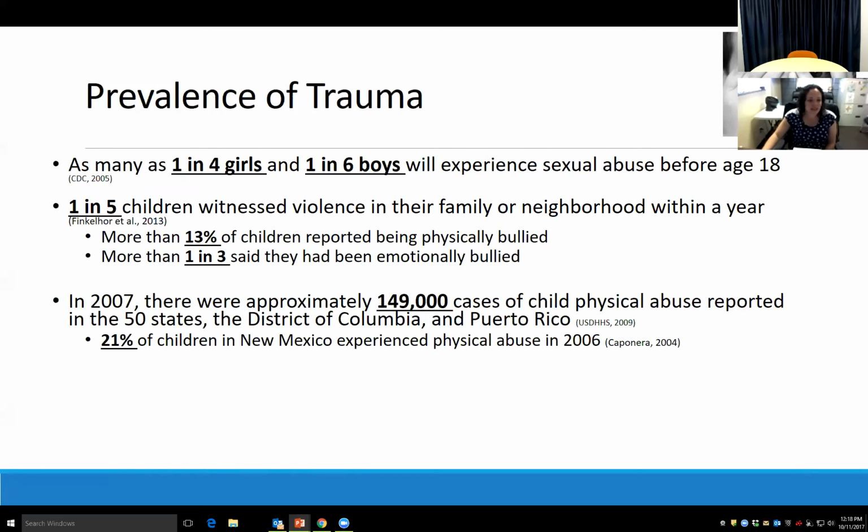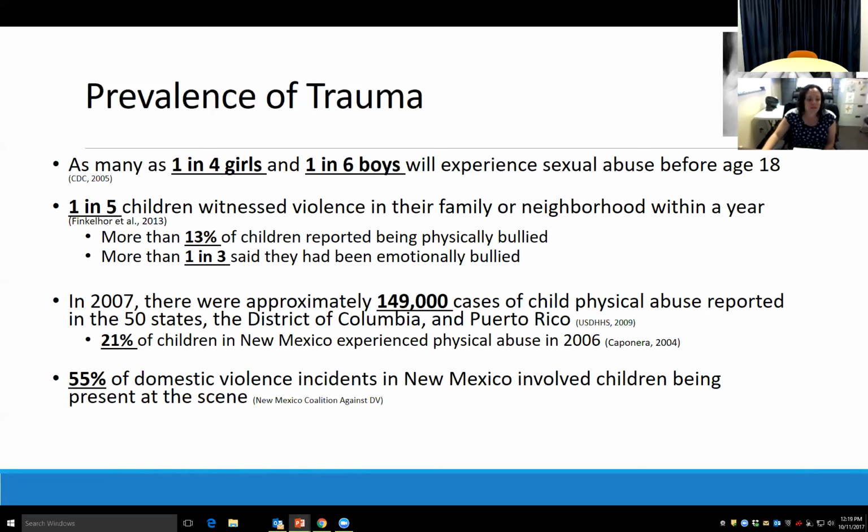In 2007, there were approximately 149,000 cases of child physical abuse reported in the U.S. That includes the District of Columbia and Puerto Rico. And looking more close to home, in the year 2006, 21% of children in New Mexico had experienced physical abuse. And our last stat on this page is, again, close to home, New Mexico: 55% of domestic violence incidents involve children being present at the scene.